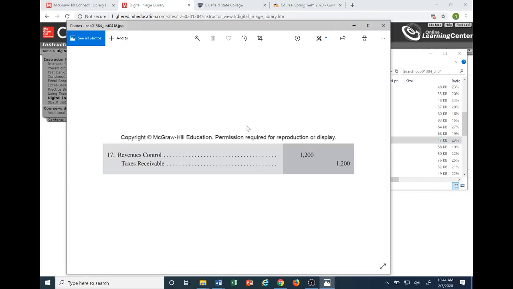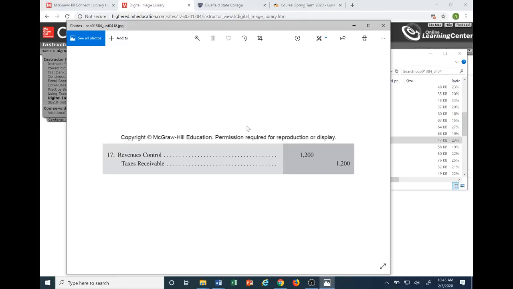So correction of errors is what this is dealing with. In this case, what the city did is they accidentally sent out two tax statements. So in this case, they sent out duplicate $1,200 tax bills to some of the residents in the city. So how do we correct that?